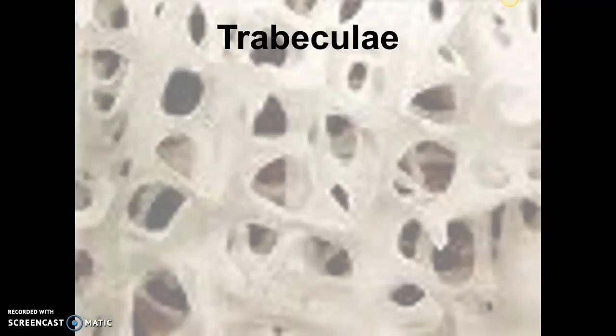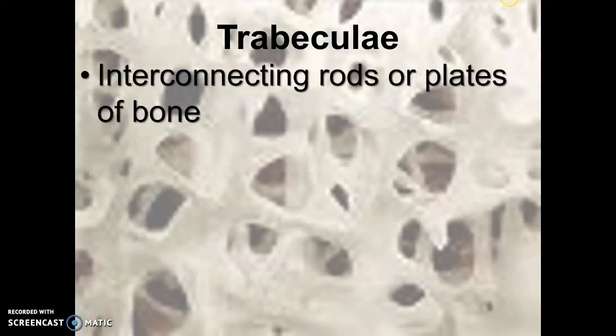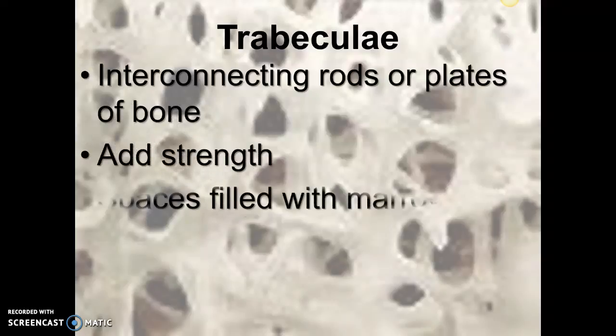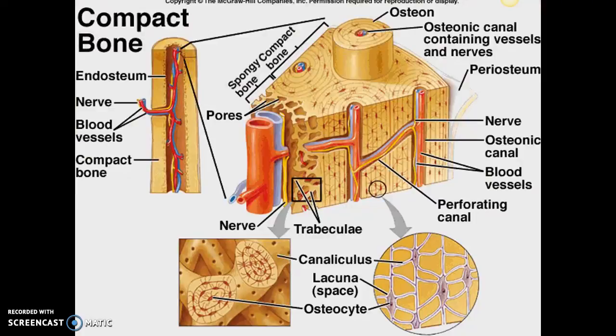Here is a great picture of actual bone trabeculae. Interconnecting rods or plates of the bone that act as scaffolding. They add strength and light weight because they're hollow. The spaces are filled with marrow, primarily red marrow at the end of the bones. They consist of lamellae with osteocytes living inside them. So again, the osteocytes lay down their lamellate sheets of hydroxyapatite. And here's a nice little overview of it, again in cartoon fashion so it's easy to see.